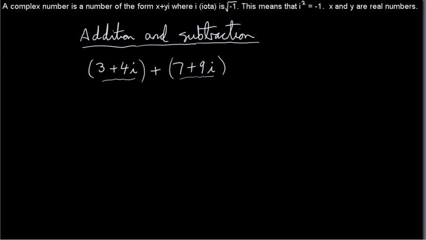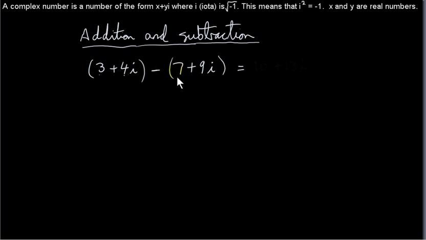The way we add these complex numbers, the way addition is defined for complex numbers, and the way that makes sense when complex numbers are applied to solving polynomial equations like quadratic equations, for example, is to add the real parts together and add the imaginary parts together. So we have 3 plus 7 is 10, 4 plus 9 is 13i.